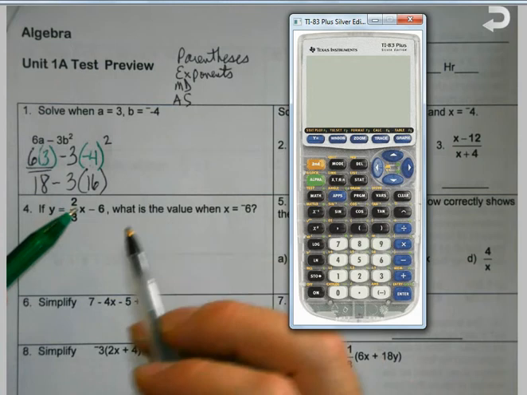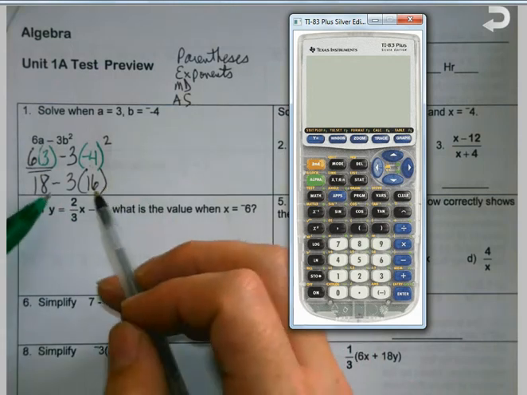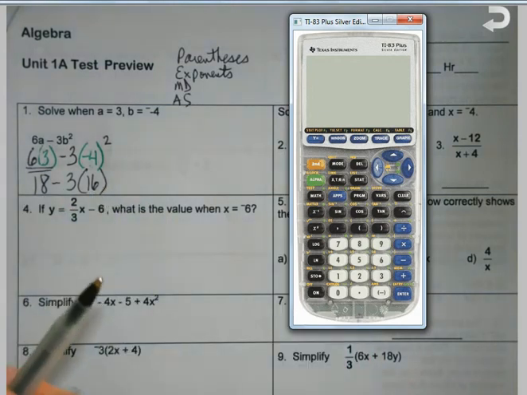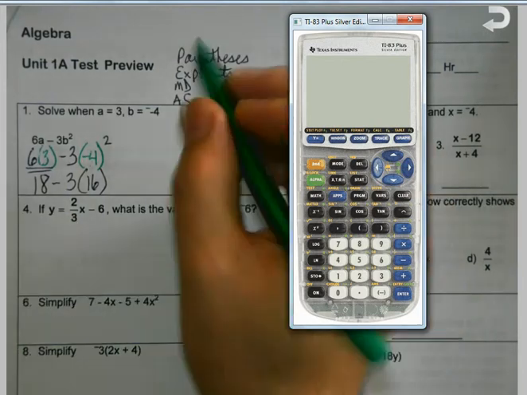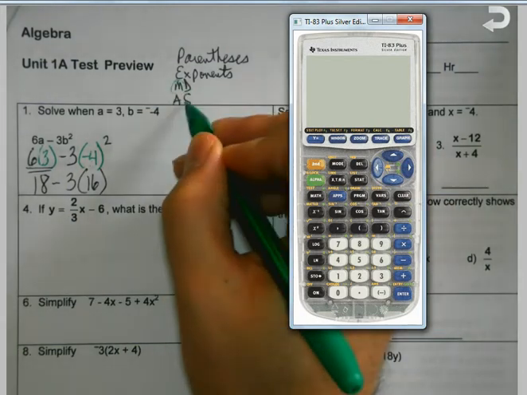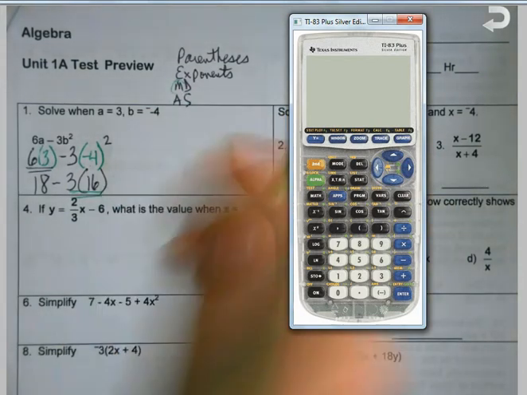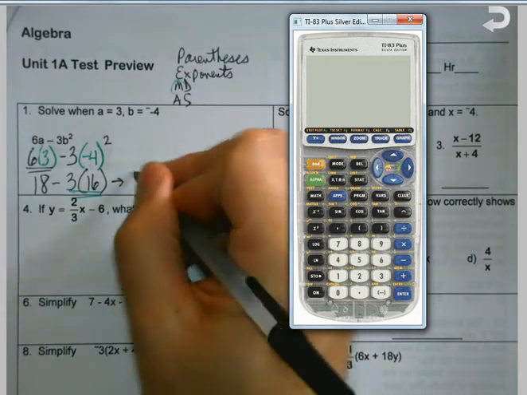Next question, but I think Caitlin had answered it before. I have two choices now. I can either do 18 minus 3, or I can do 3 times 16. Which one's next? 3 times 16, because multiply comes before subtract does. And I watch that sign because it's still minus.